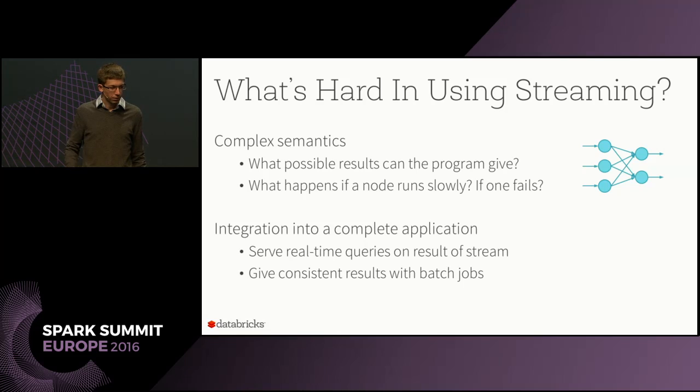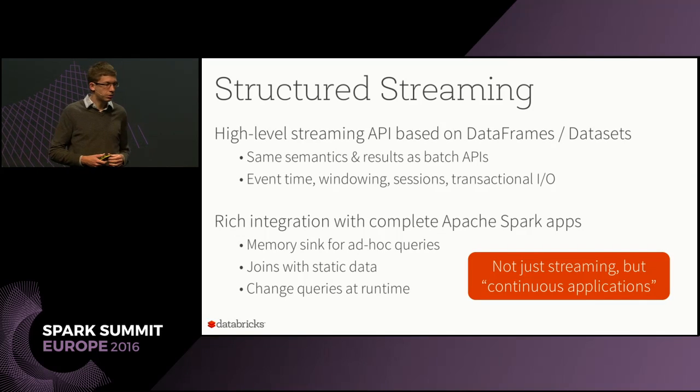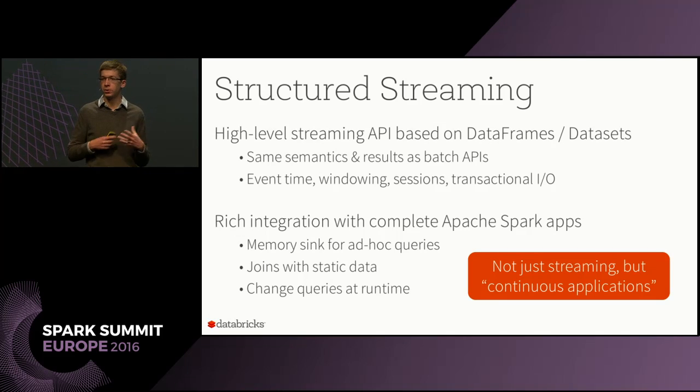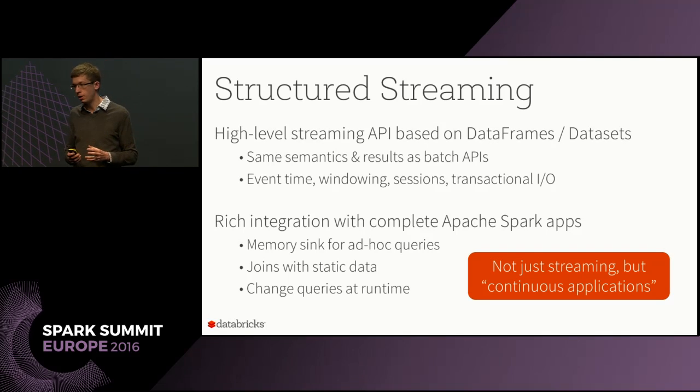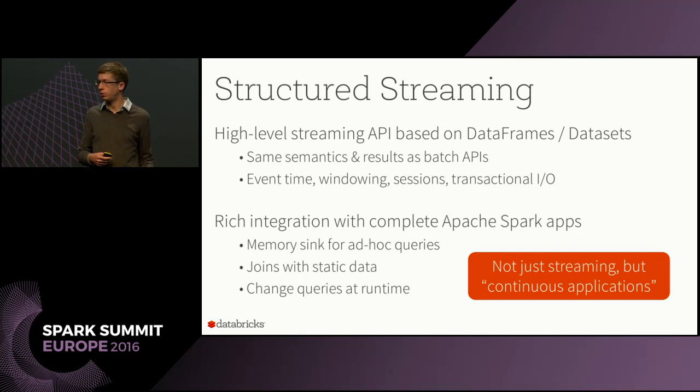All right. So what are we doing to address this? Structured streaming is a high-level streaming API based on DataFrames and Datasets, and it's meant specifically to have simple semantics and to integrate into complex applications. So it has the same semantics and results as batch jobs. If you run something as a Spark batch job today, this will give you the same result, just done on increasing amounts of data as new data arrives. So you don't need to worry about the internal behavior of the system.